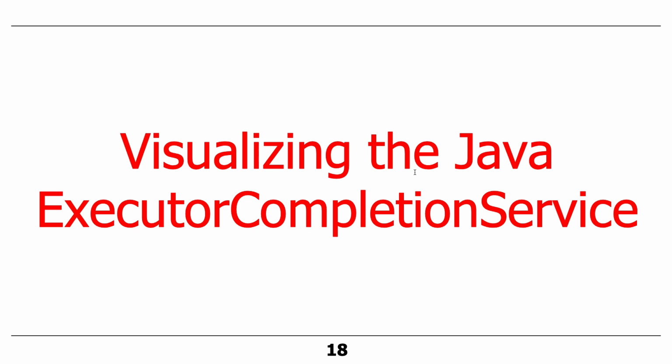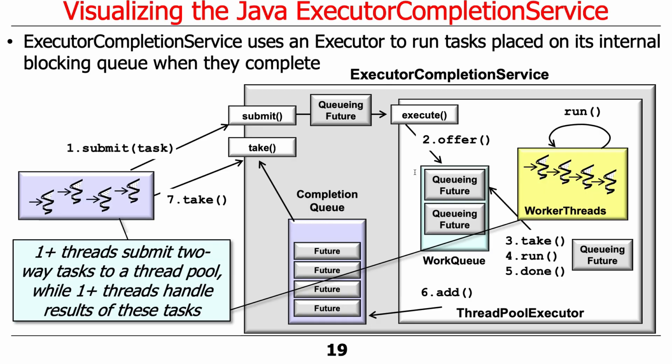Okay, so let's take a look at what this actually looks like. This is one of those things, or at least for me, where looking at code is actually not the easiest way to understand it. It really helps to see what it's doing under the hood. So here's the big picture view. Clients can use the executor completion service to place tasks into the executor that you associate with the executor completion service, and then under the hood, those tasks are run by threads in a pool of threads.